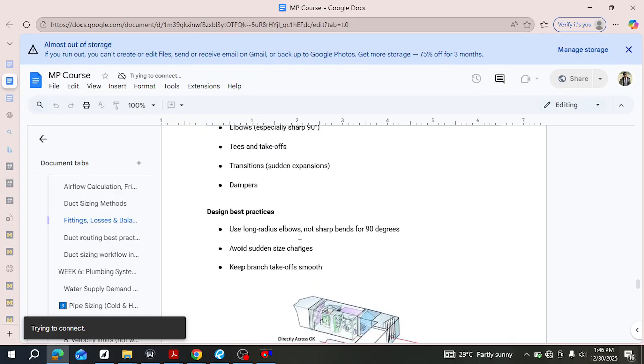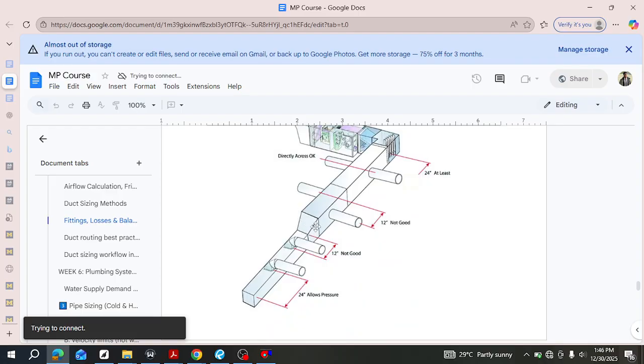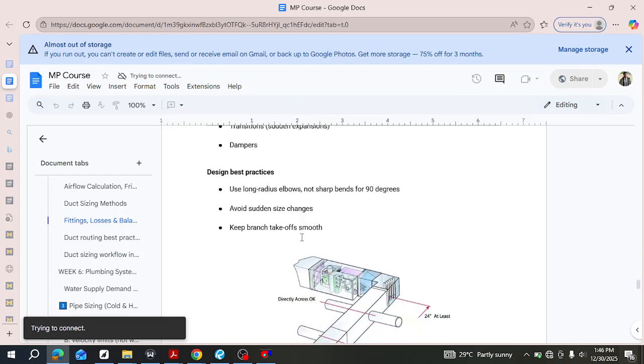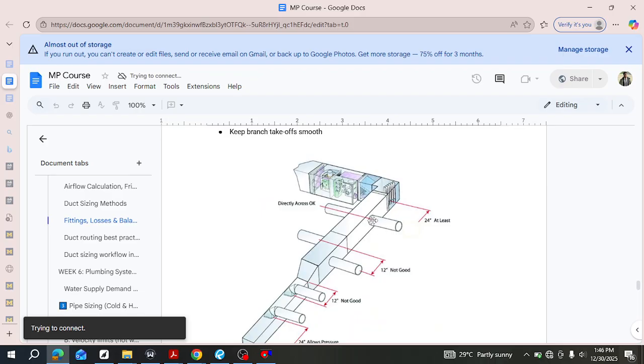So avoid sudden changes. Instead, use transitions like this. Don't just attach this to this the way this is attached to this. Such places are areas of losses. Then keep branch takeoffs smooth. Places like here where the branch is being taken off, keep it as smooth as possible. Try to avoid any form of unnecessary disruption.